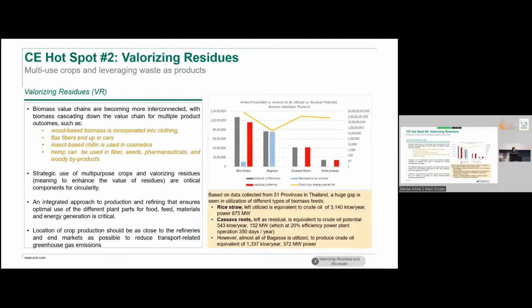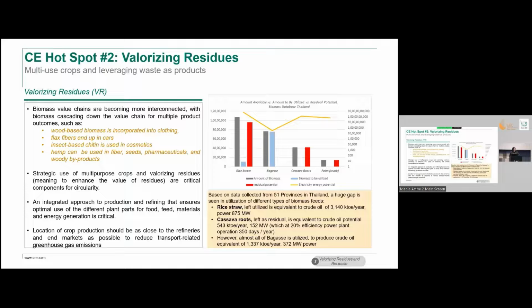Valorizing residues essentially is a term coined for multi-purpose crops, which means that if I am looking at rice cultivation, I'm not just using rice as a consumer product, but I'm also looking at the rice straw as one of my feedstock options. If I'm looking at cassava for biofuel production, I'm also looking at the roots of cassava for an alternative feedstock production. So it essentially focuses on the same crops, but it uses its additional crop elements as an input to the biorefineries as an additional feedstock usage.